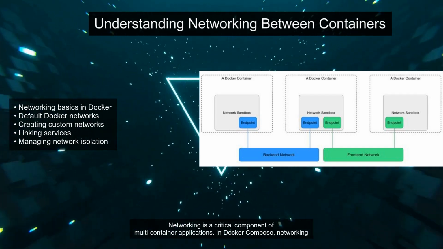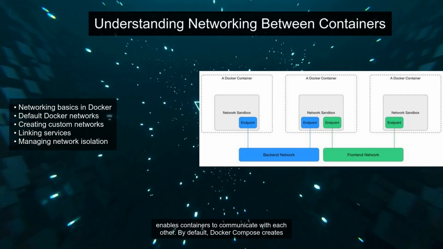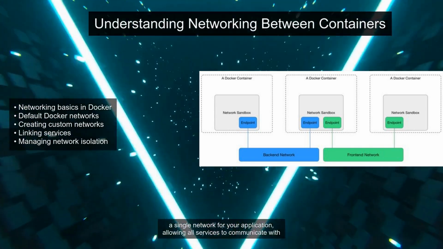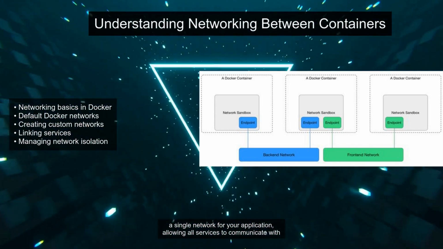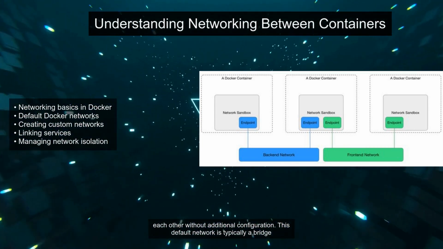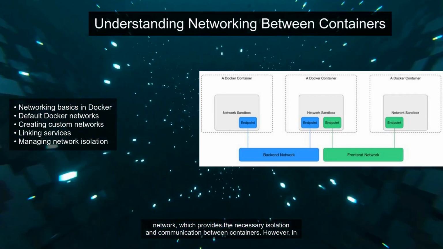Networking is a critical component of multi-container applications. In Docker Compose, networking enables containers to communicate with each other. By default, Docker Compose creates a single network for your application, allowing all services to communicate with each other without additional configuration. This default network is typically a bridge network, which provides the necessary isolation and communication between containers.